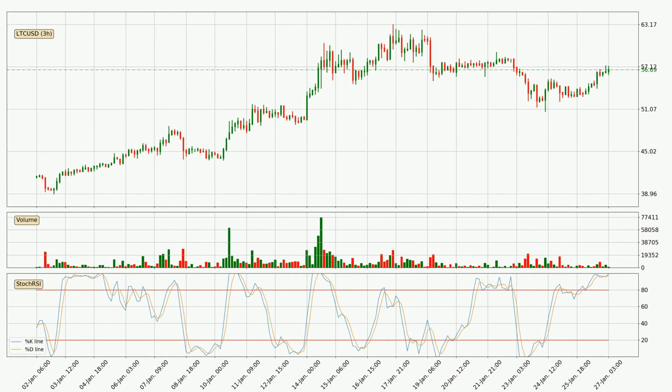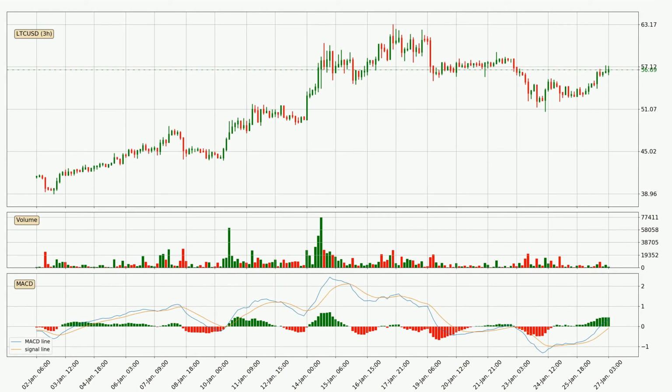Moving to the 3-hourly stochastic RSI, both the %K and %D lines are currently very high, which means that the price is overbought and a trend change or at least consolidation for some time is to be expected. However, the K line still hasn't crossed the D line, so you should wait to see if the trend will actually go down.